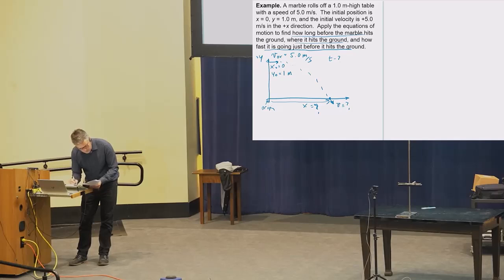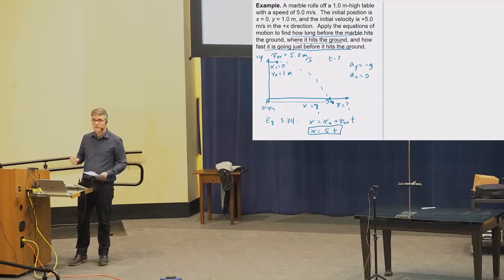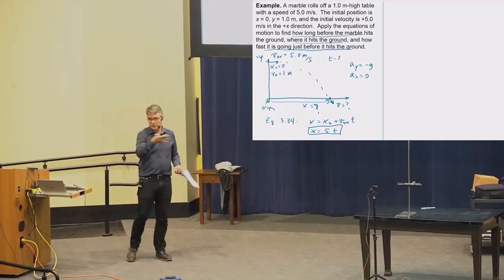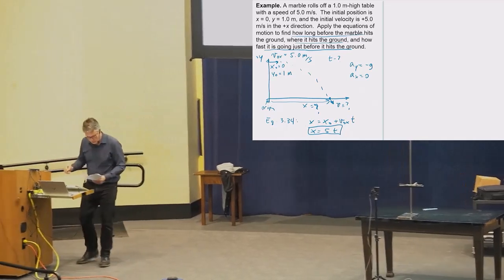Okay, so we know that a sub y, I'll call it, is negative g, because we defined plus y to be up. A sub x equals 0. We can use equation 3.34, which is that x is equal to x0 plus v0x times t. So x just equals 5 times t. So that's a really easy equation to have because there is no acceleration in the x direction.